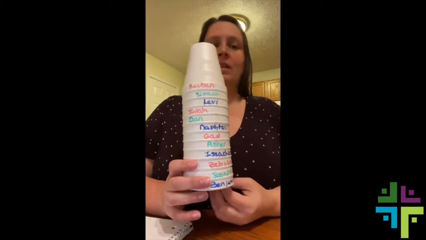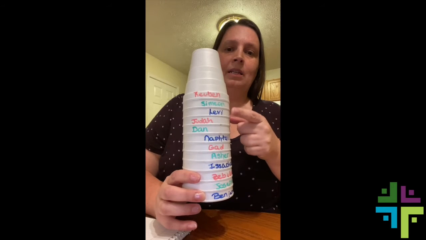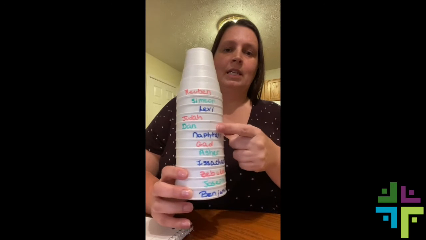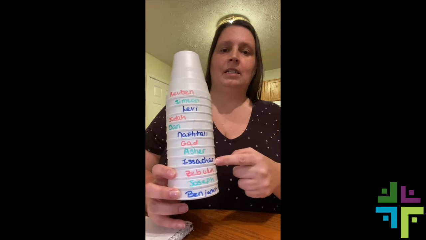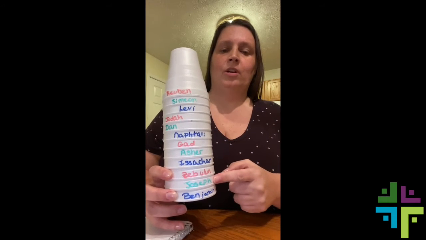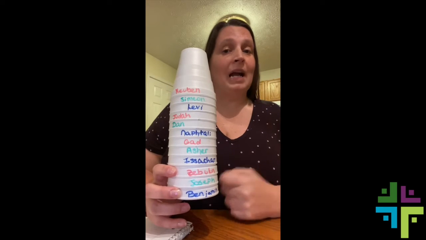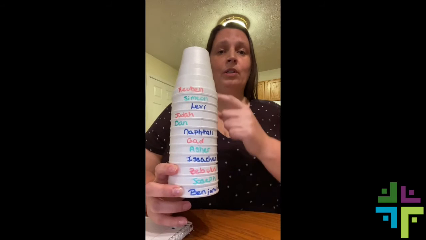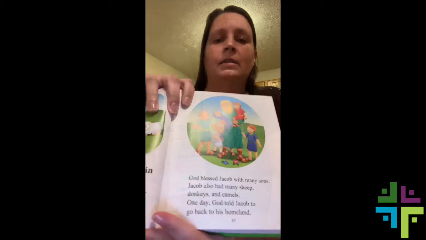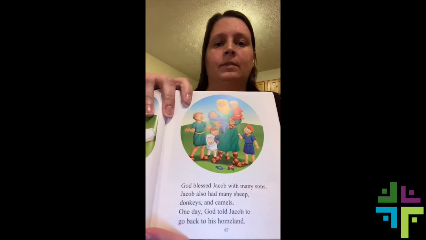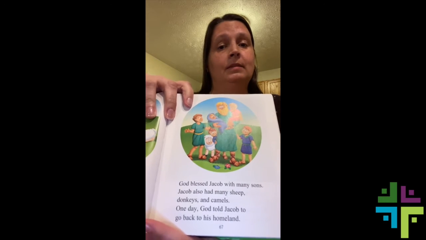But for now, we know that the 12 sons were Reuben, Simeon, Levi, Judah, Dan, Naphtali, Gad, Asher, Issachar, Zebulun, Joseph, and Benjamin. So, keep practicing, and eventually you will learn the 12 sons of Jacob. Alright, so we know that God blessed Jacob with 12 sons.